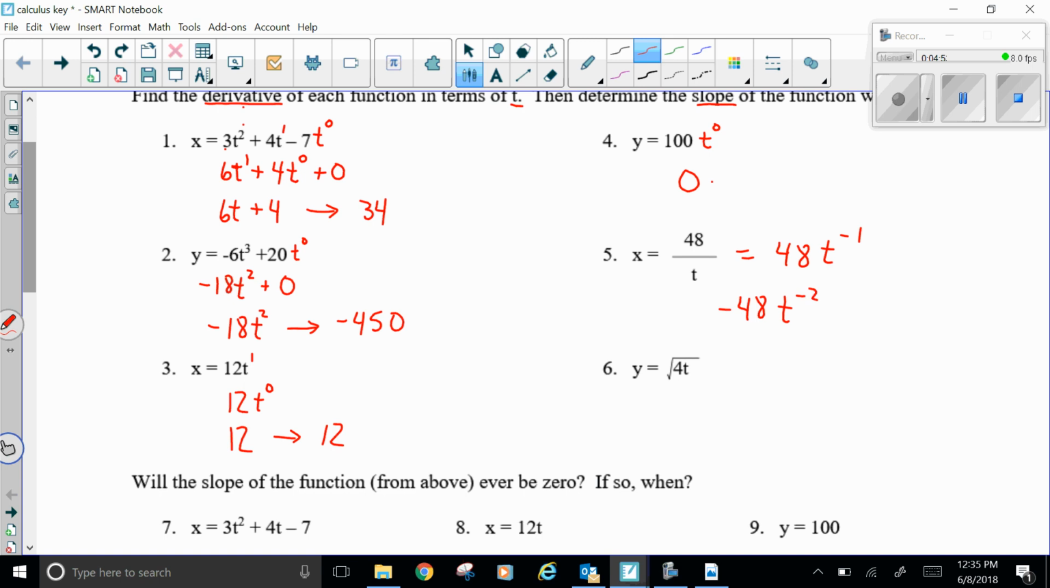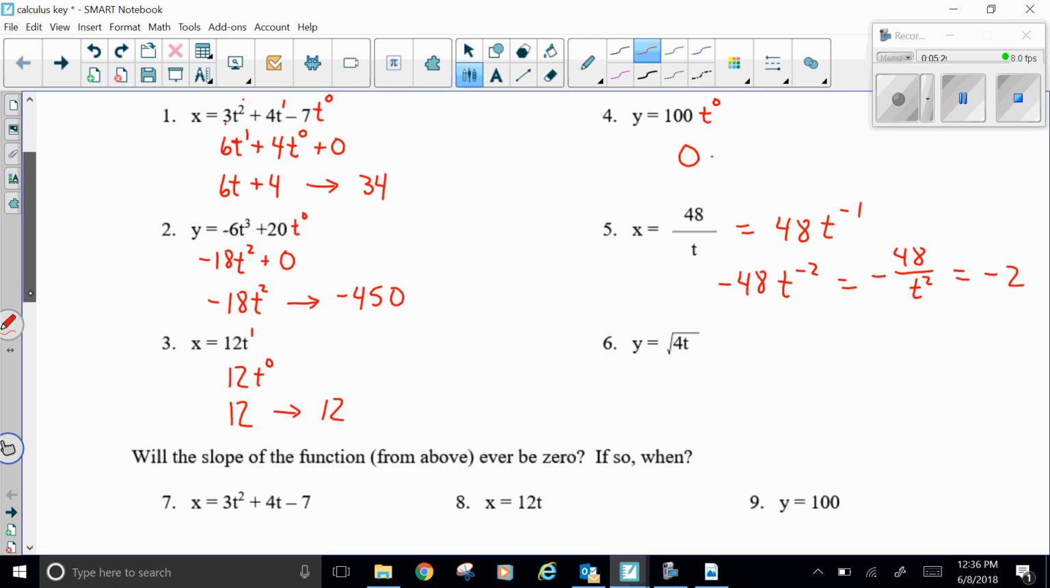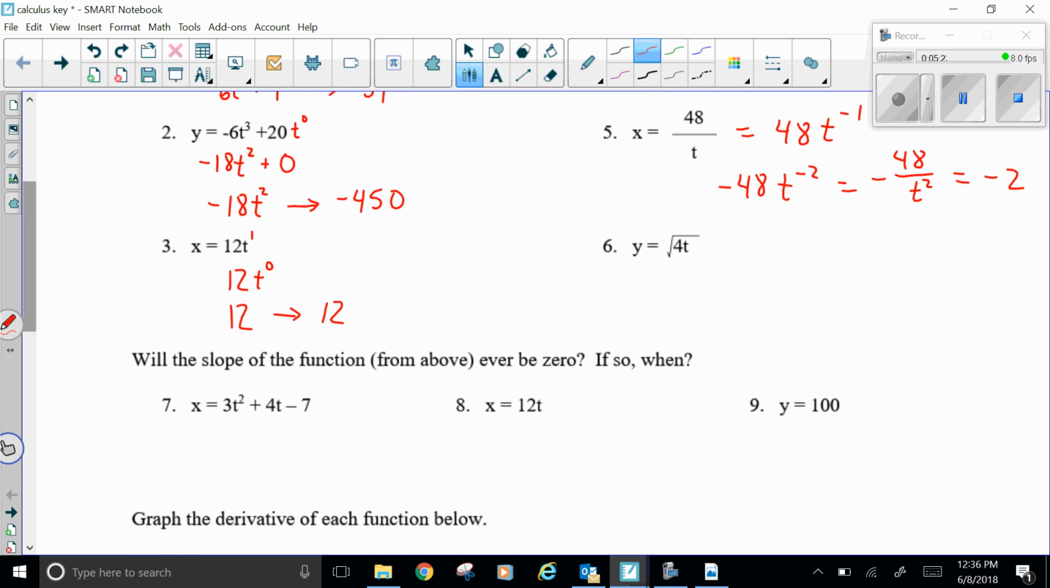If you want to put it into a different form, you could go negative 48 divided by t squared, whichever one works. To find our answer, negative 48 divided by t squared, so t is still 5, so negative 48 divided by 25, which is just about a value of negative 2 or so. Question number 6, we have this radical. So again, thinking about what that radical means and how I can express that in terms of an exponent.